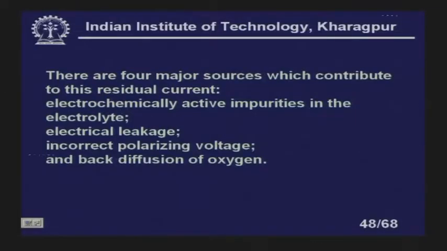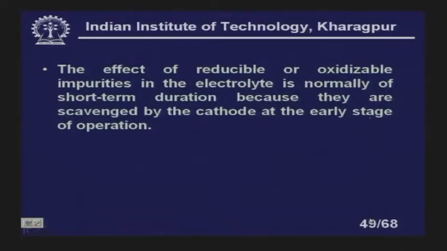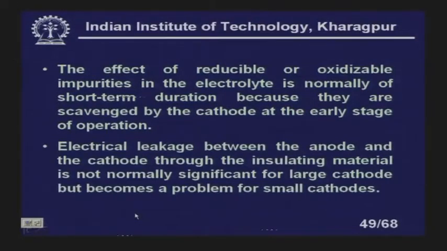There are 4 major sources which contribute to the residual current: electrochemically active impurities in the electrolyte, electrical leakage, incorrect polarization voltage, and back diffusion of oxygen. The effect of reducible or oxidizable impurities in the electrolyte is normally of short term duration, because they are scavenged by the cathode at the early stage of operation. Electrical leakage between the anode and the cathode through the insulating material is not normally significant for a large cathode, but becomes a problem for small cathodes.